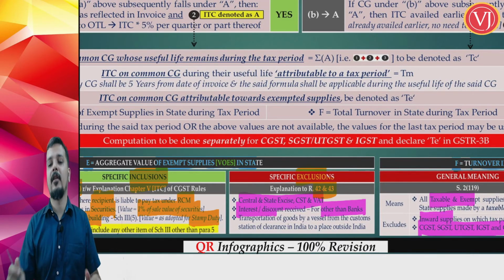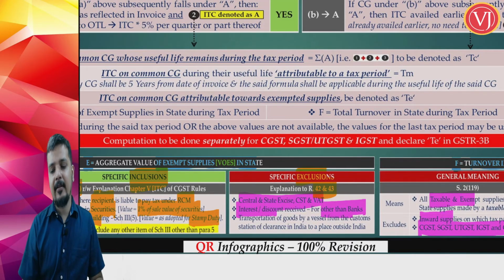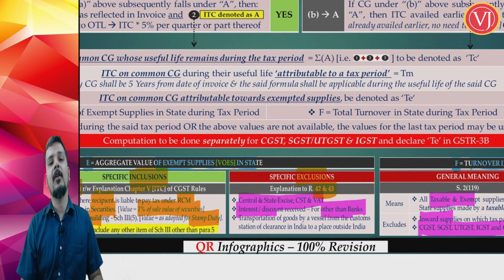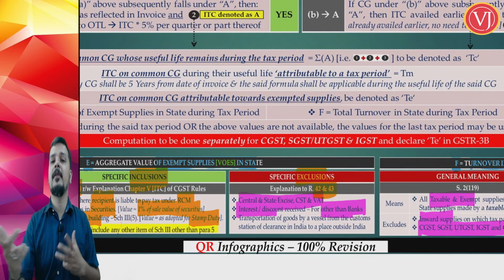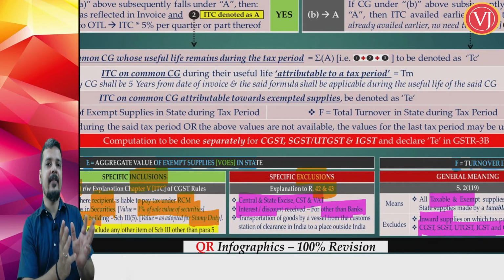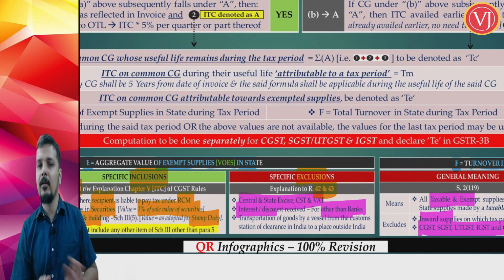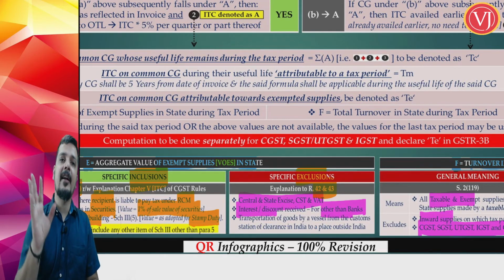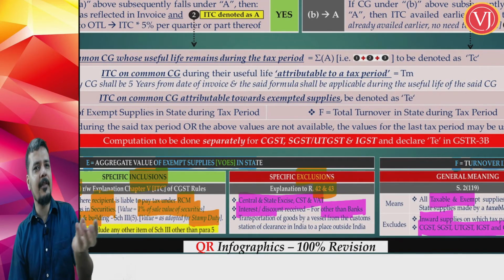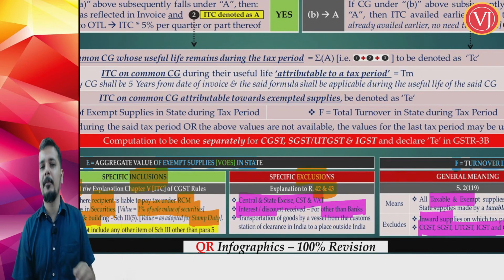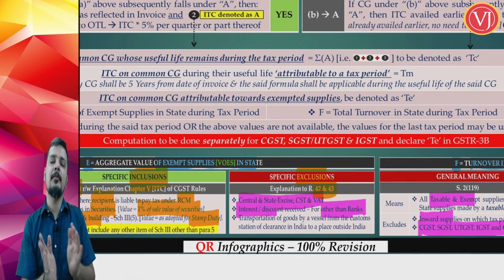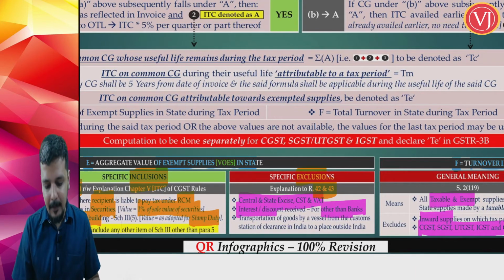They don't want reversal. Now, why have they said other than banks? For banks, interest income is one of the major incomes which requires reversal. So for banks, interest income is technically exempt and it will be included in the value of exempt supplies. For other than banks, normal companies where interest income is a small side income, technically it is exempt, but it will not be included in value of exempt supplies.